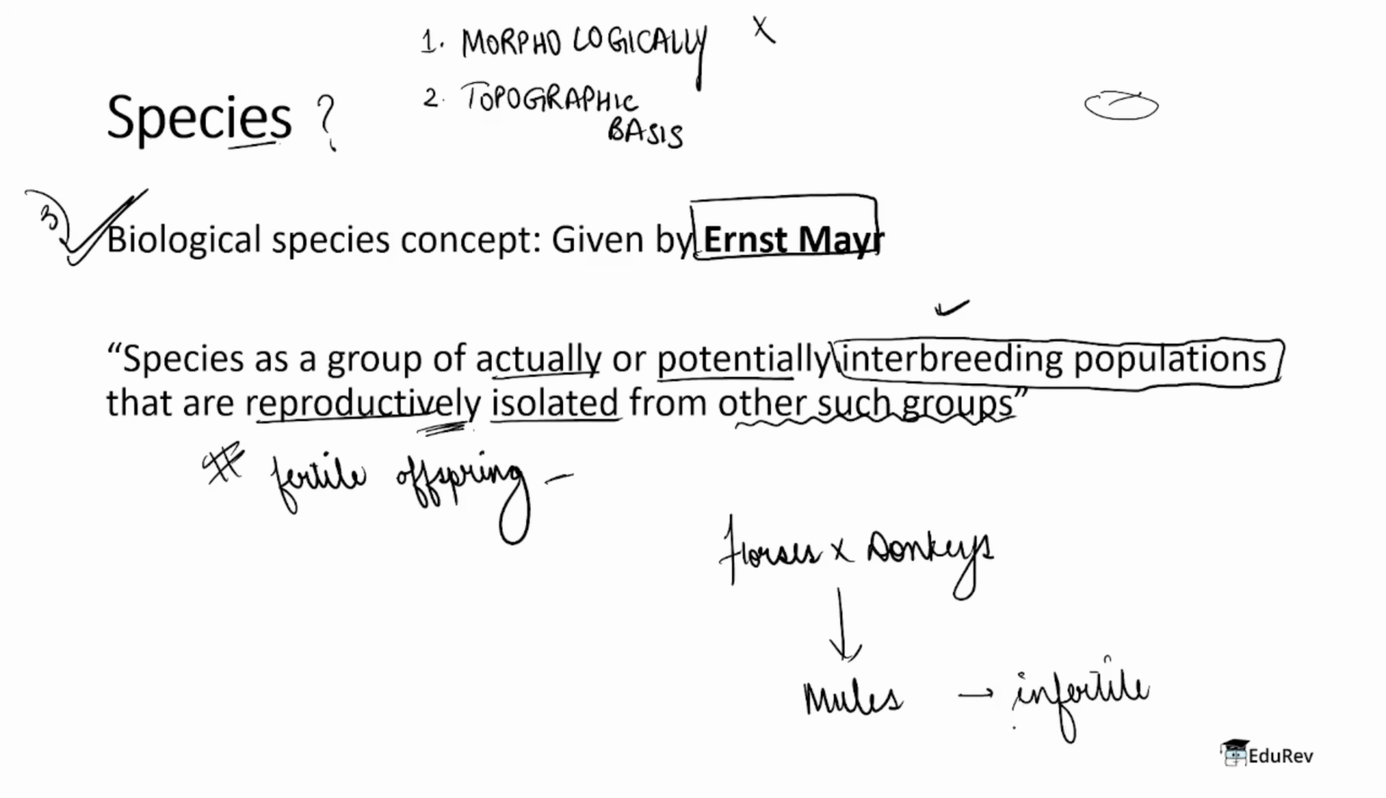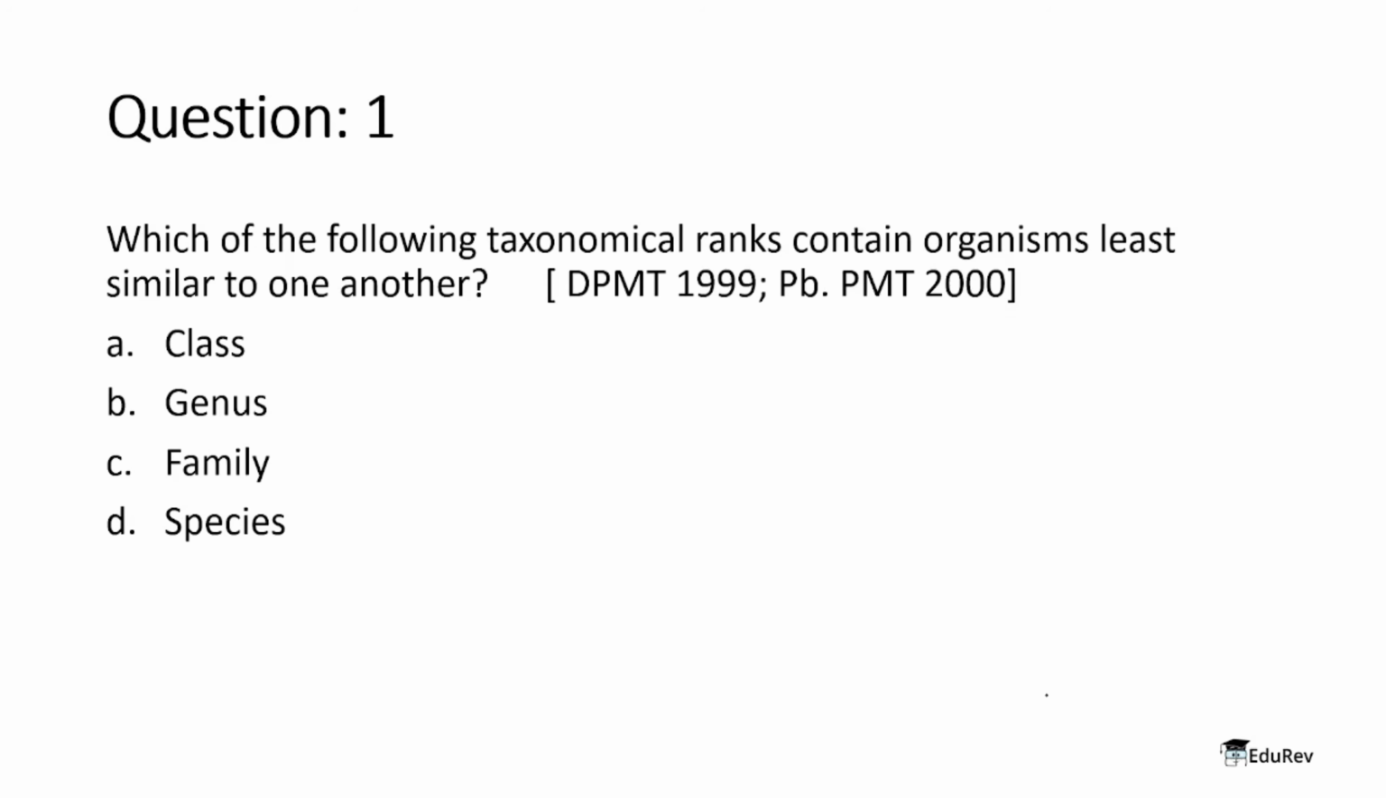Okay, great. Now, let's talk about this question. Which of the following taxonomical ranks contain organisms least similar to one another? So least is an important word, similar to one another. We have to go for the least similar one.